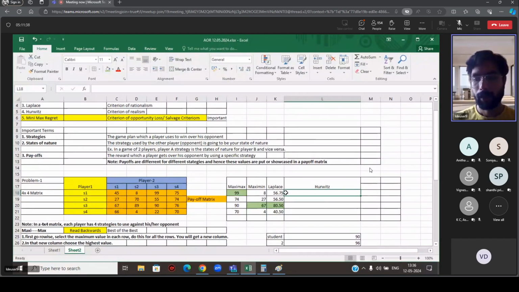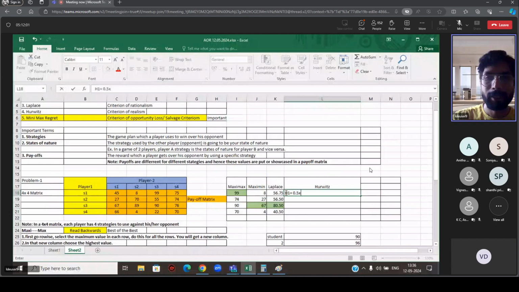Hurwitz. So how do you do that? Alpha into max plus 1 minus alpha into min. Now let me consider that the alpha value is not given here. So when the alpha value is not given, I'm going to take alpha as 0.5. H1 is equal to alpha 0.5 into the maximum value here, which is 99, plus 1 minus 0.5, that is 0.5, into the minimum value, which is 8.